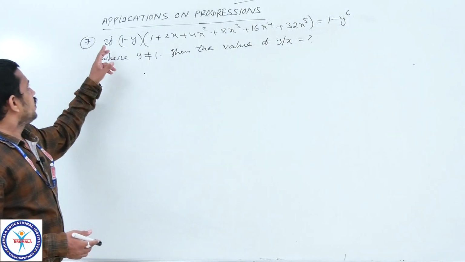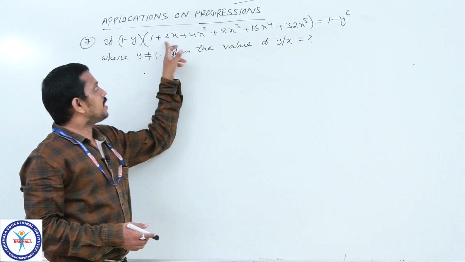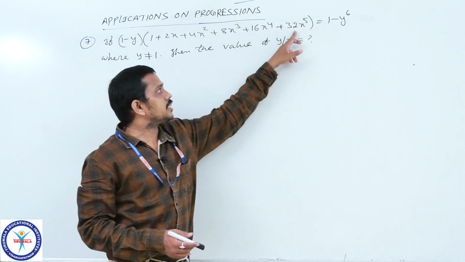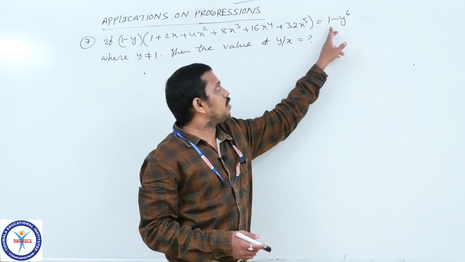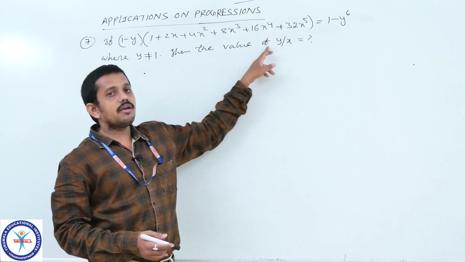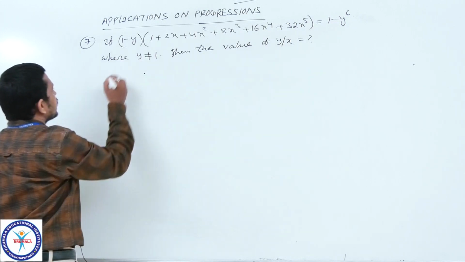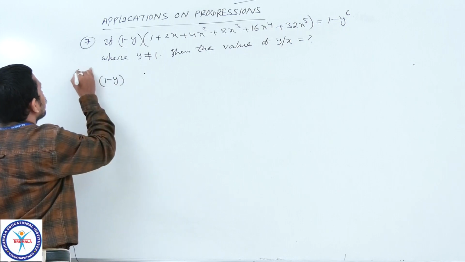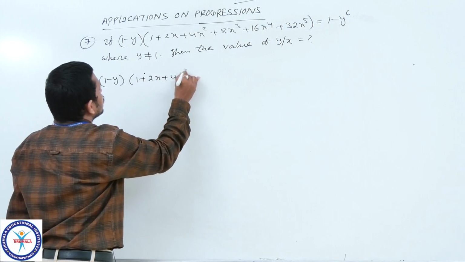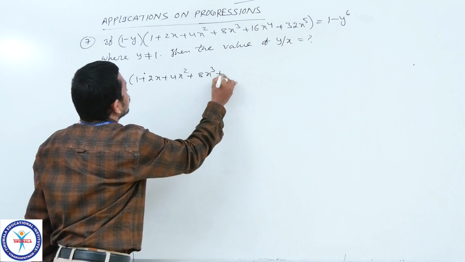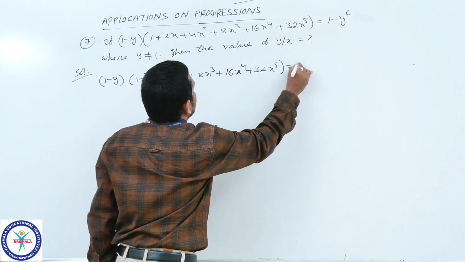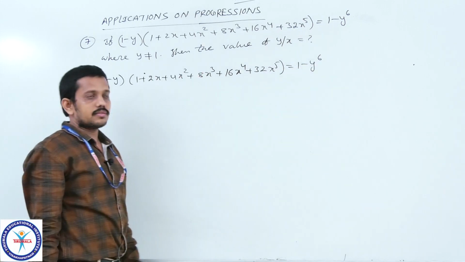Now next problem. If (1 − y)(1 + 2x + 4x² + 8x³ + 16x⁴ + 32x⁵) = 1 − y⁶, where y is not equal to 1, then what is the value of y by x? So here it is given that (1 − y)(1 + 2x + 4x² + 8x³ + 16x⁴ + 32x⁵) is equal to 1 − y⁶.